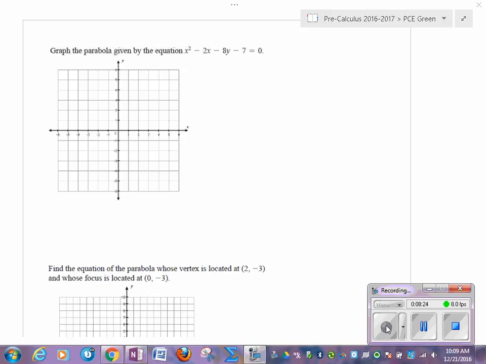In this next example, it says graph the parabola given by the equation x squared minus 2x minus 8y minus 7 equals 0. This is what we call general form.